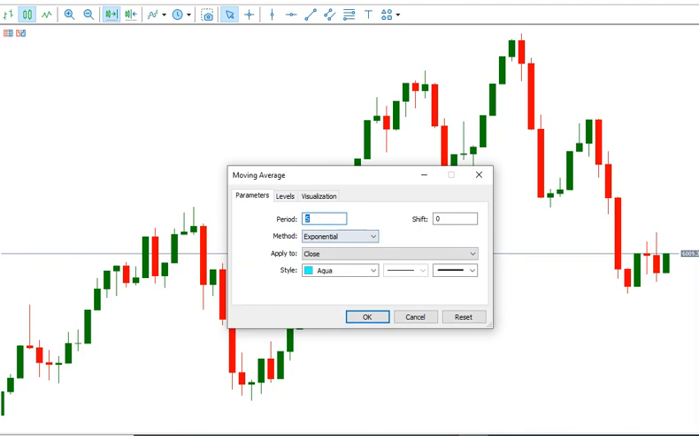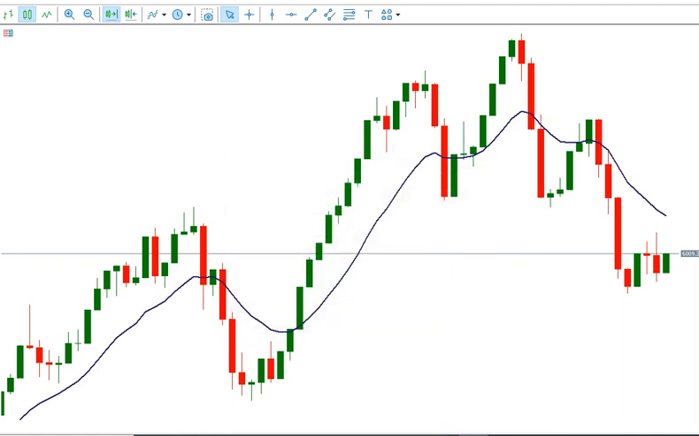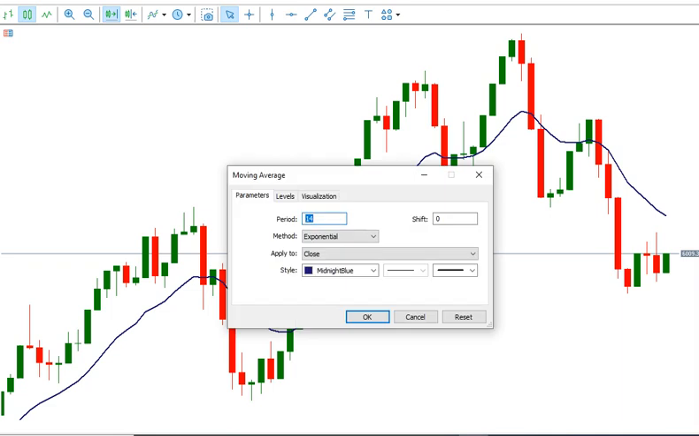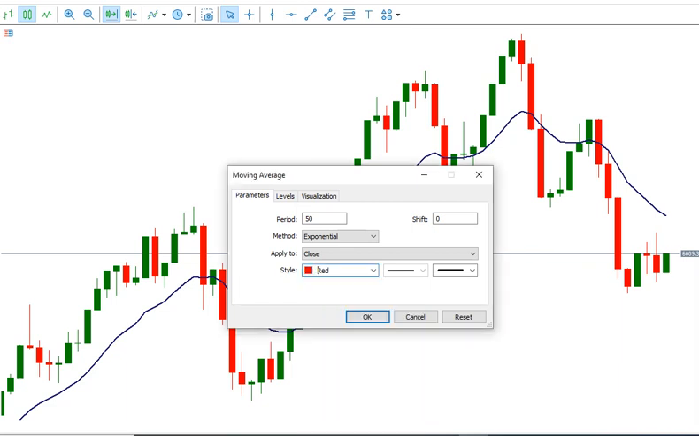The first indicator I am using is moving average, and the moving average I am using is 14 exponential. I have to change this color. Let me use blue. Then I have to add another moving average, this time 50. This time I will not be using blue. Let me see, something noticeable. Let me use red.